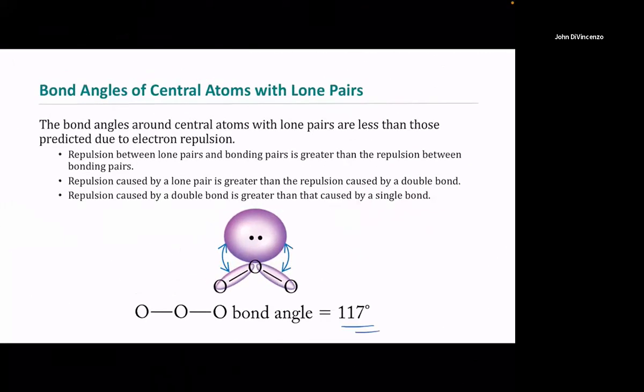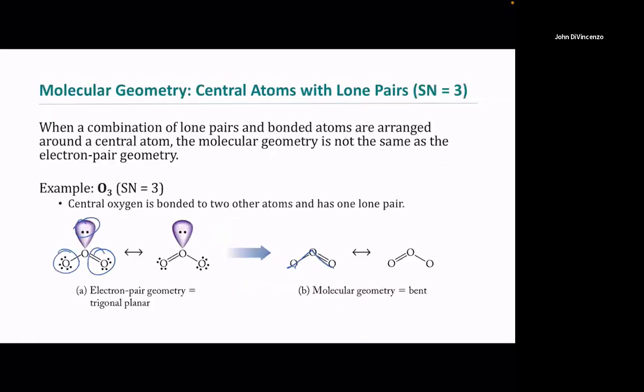So it's 117 instead of 120. Okay. Both of those, the trigonal planar, or whatever, and then the other one, they're both correct. It's just different ways of looking at it. Oh, you mean this here? Yes. It depends. That's right.